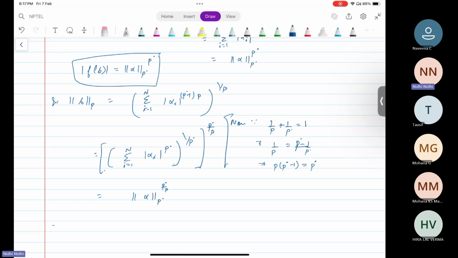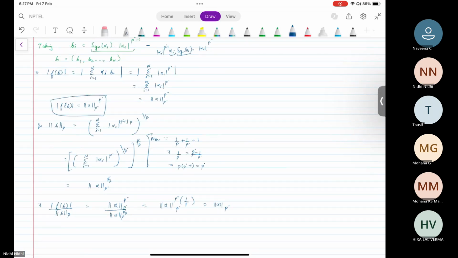So from here we get modulus f(b) by norm b_p is equal to the p star norm of alpha to the power p star by p, taking the p star norm common, 1 minus 1 by p is basically 1 by p star itself. So this is the p star norm of alpha.